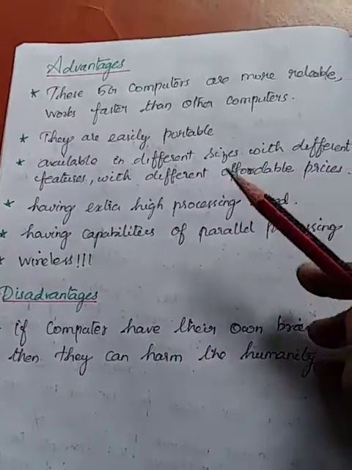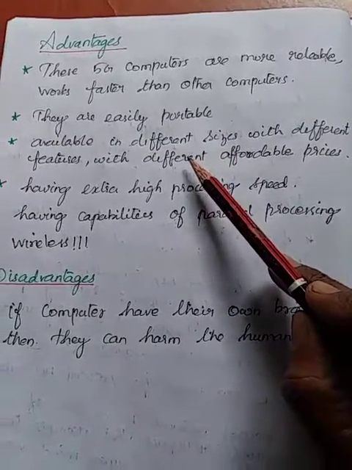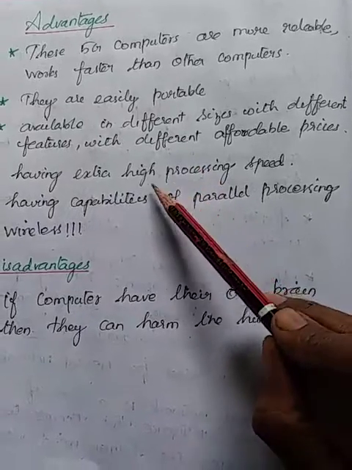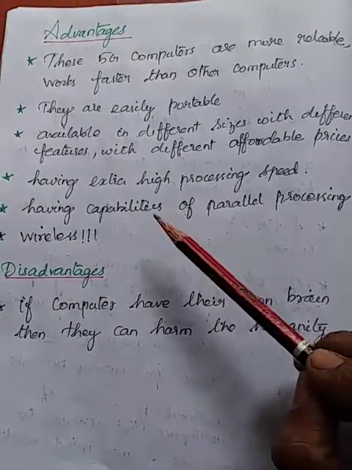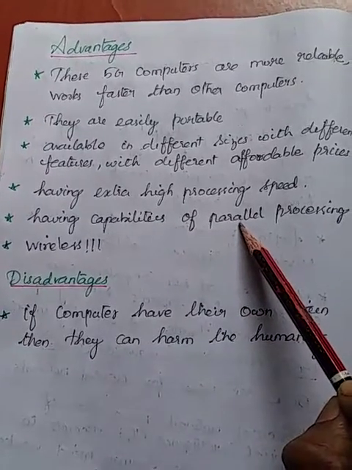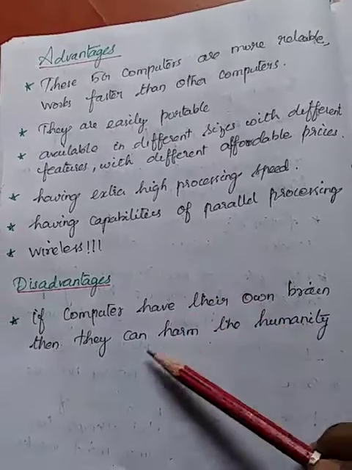Here the advantages are that it is faster, easily portable, and available in different sizes, with different features and different prices. It can be used for parallel processing. Parallel processing means more than one process can be executed in parallel, and wireless technology came into use.